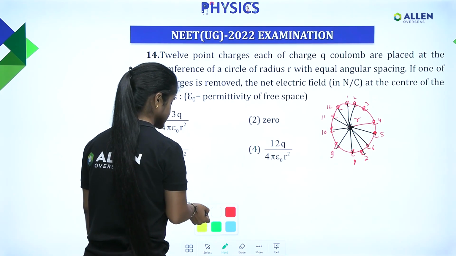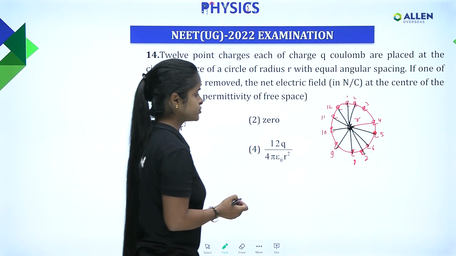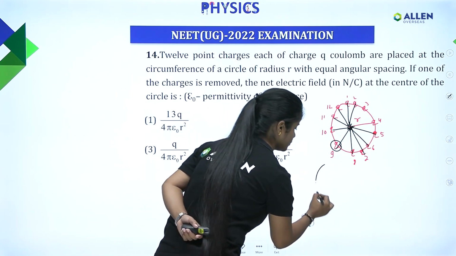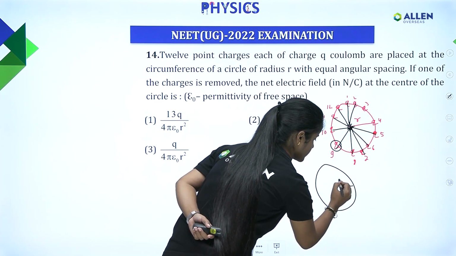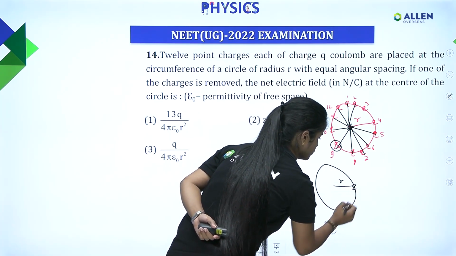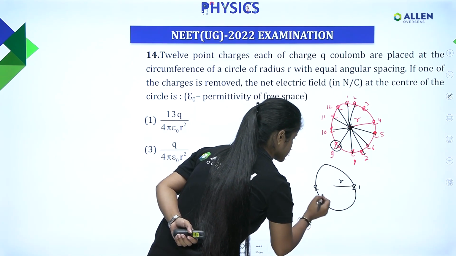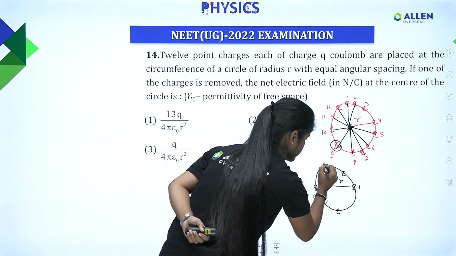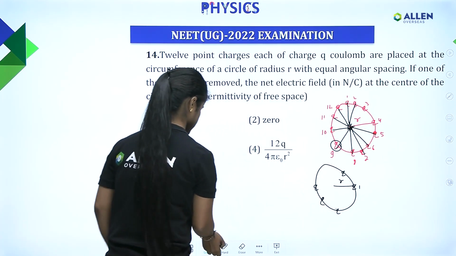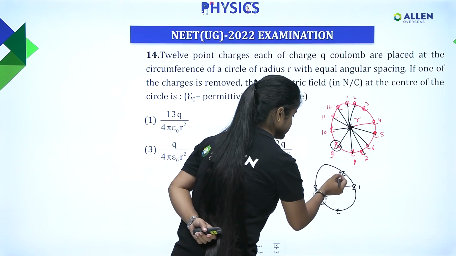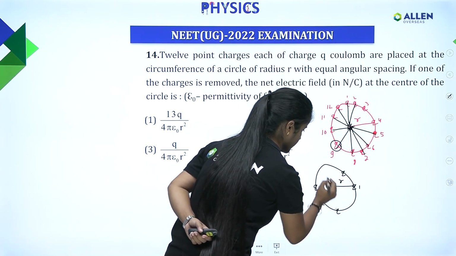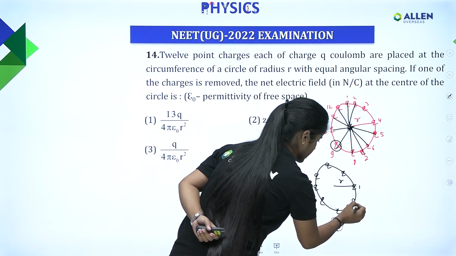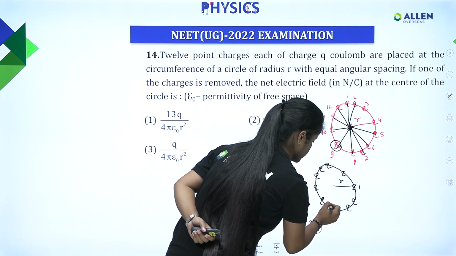But in the next situation, what is given in the question, you have to just remove any one of the charges. In this situation you are going to find such kind of arrangement. This will be the value of R. Now here let's say Q1, this is another charge, 1, 2, 3, and so on up to 11, right?